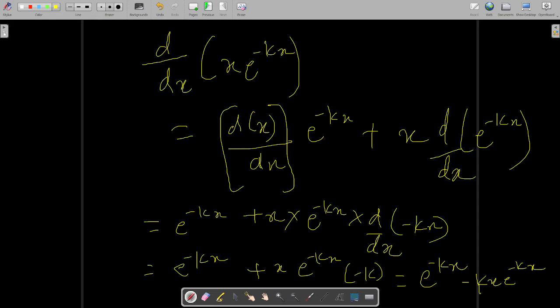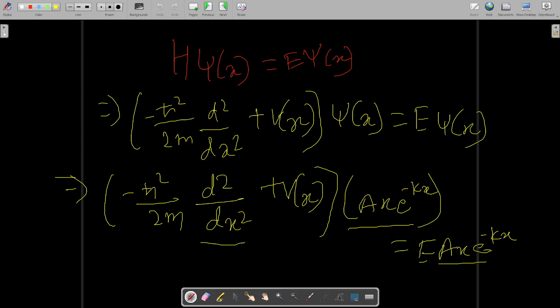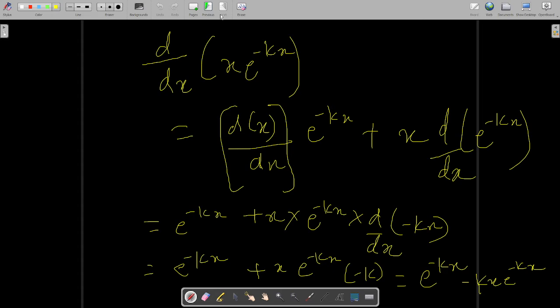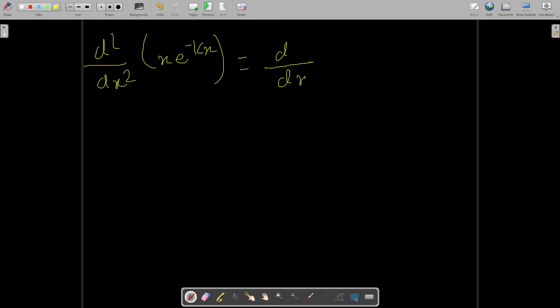Now I will take one more differentiation. Why will I take one more differentiation? Because here there is a double differentiation symbol, right? So as there is a double differentiation symbol, I will have to take its differentiation one more time. So after I write one more differentiation, I can write it like this.